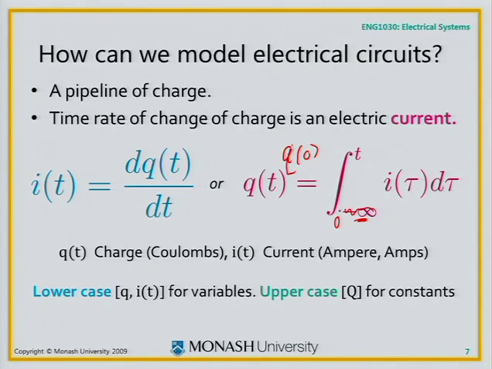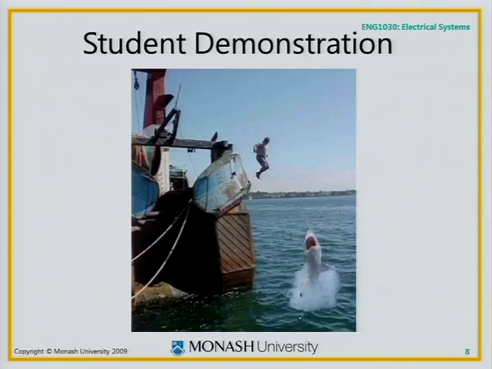So it's this flow of charge flowing past. The more charge that flows past in a particular time interval, the higher the current.